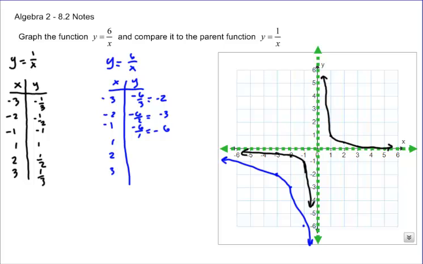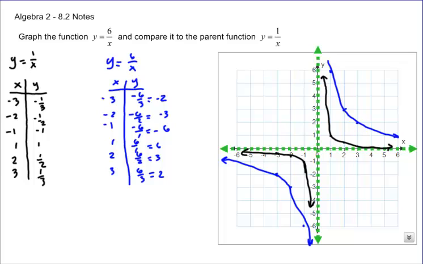Okay. Well, when I put 1 in for x, I get 6 over 1, which is 6. When I put 2 in, I get 6 over 2, which is 3. And when I put 3 in, I get 6 over 3, which is 2. So again, at 1, I'm at 6. At 2, I'm at 3. And at 3, I'm at 2. So this guy is going to curve and look a little like this.